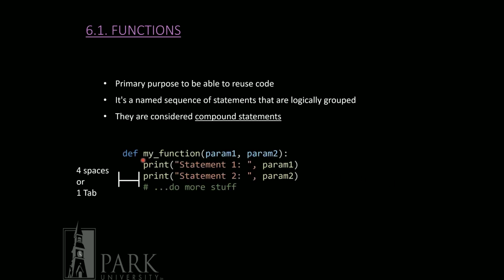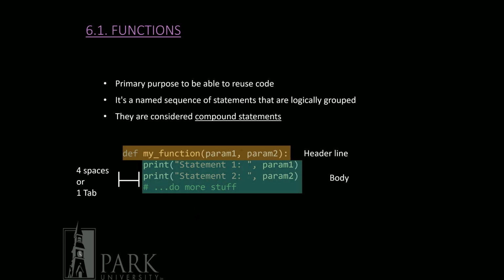We're going to have this function here, which has the function header. It's going to start off with the def keyword, which is short for define. Then we're going to have the name of the function, and then a list of parameters that we can pass into the function. So this is what we call the header line, and this is what we call the body. Notice that we have an indent of 4 spaces or 1 tab. In Python, that's how we delineate compound statements or logical groupings. Notice that we can also use the variables that we've passed into the function within the body.